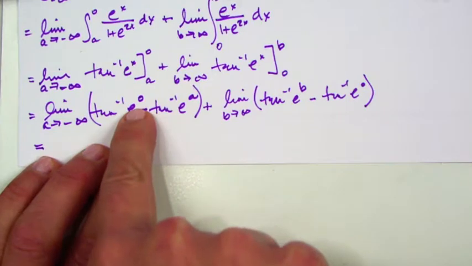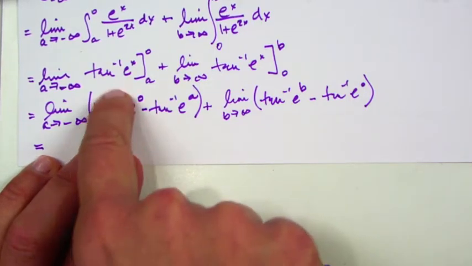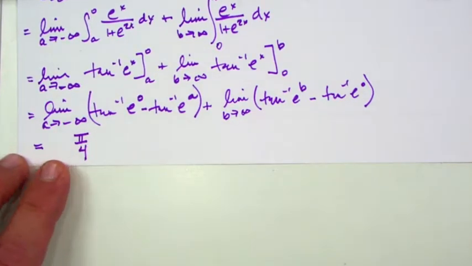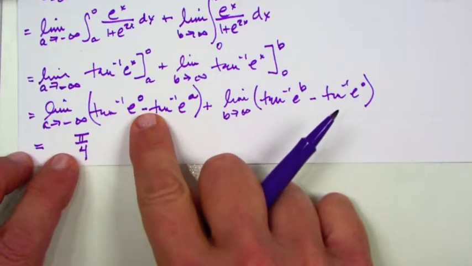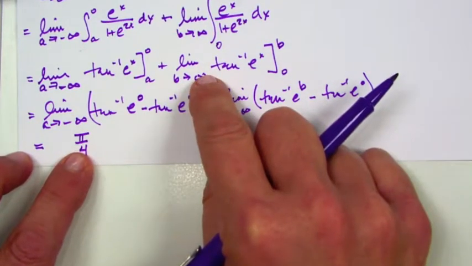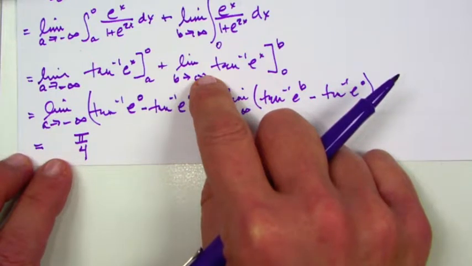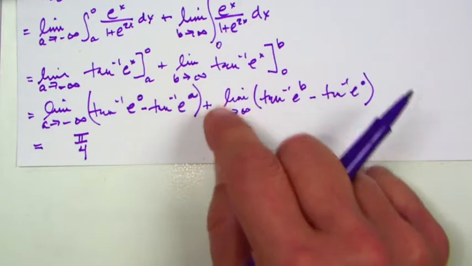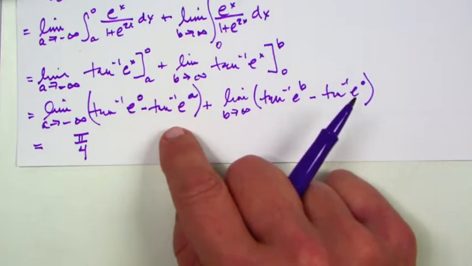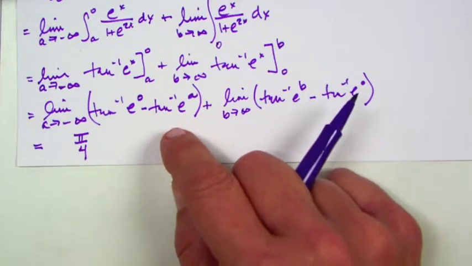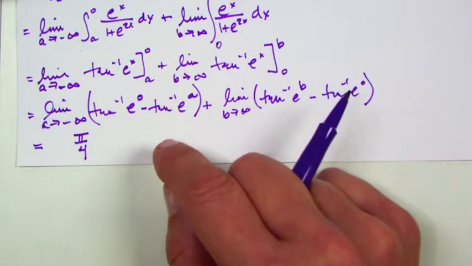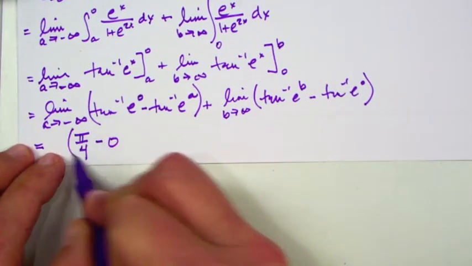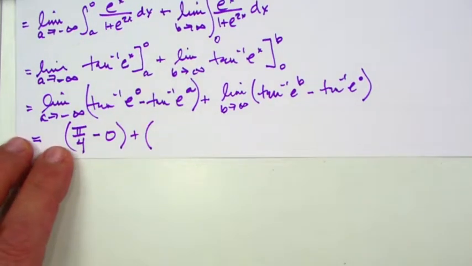So e to the 0 is what? 1. So where is tangent 1? Pi fourths. Minus e to the negative infinity. What's that? Basically, it's 0, right? So where is tangent 0? At 0, right? Everybody with me on that?